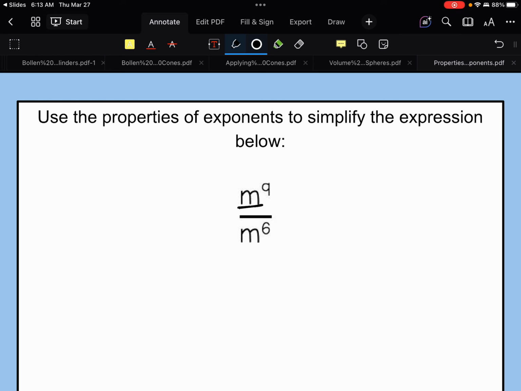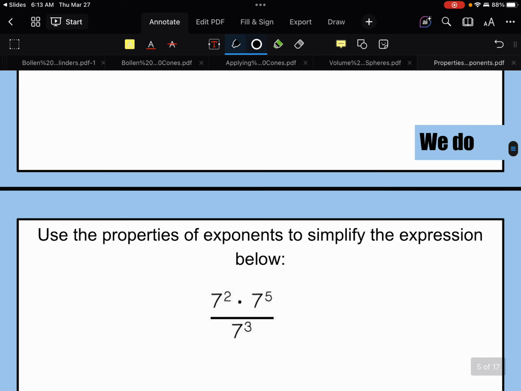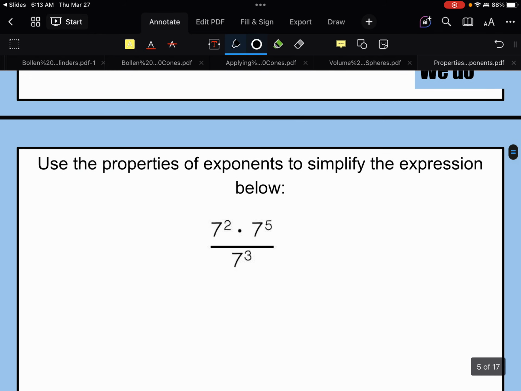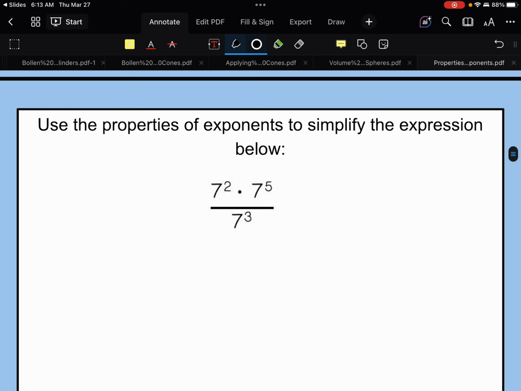I have m here, so the bases are the same. And I'm dividing, so I'm going to take 9 minus 6 and get m to the third. Here's one where I have to do both. Go ahead and try and do this, and then we will go over it.